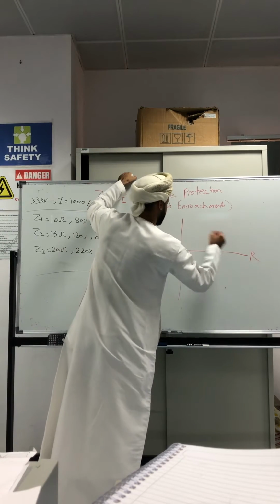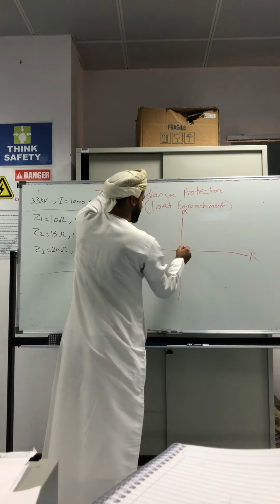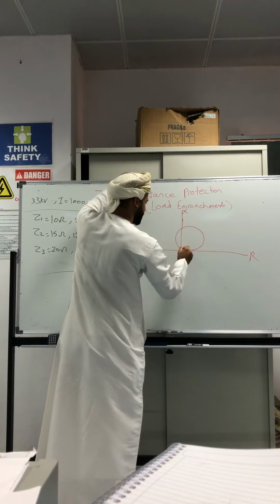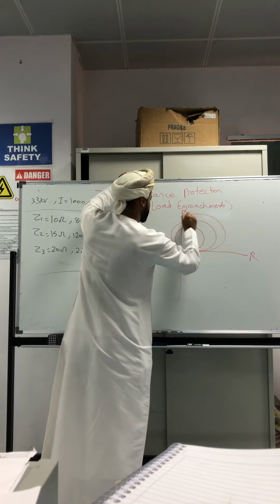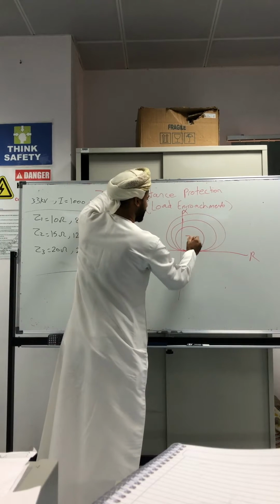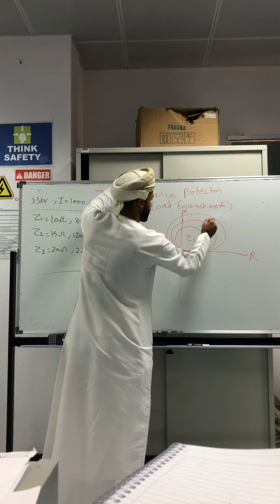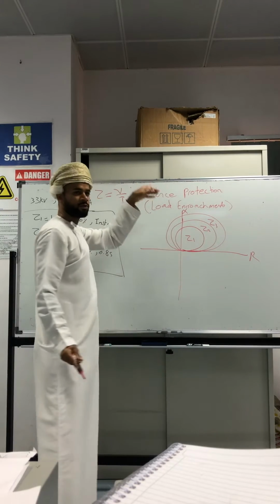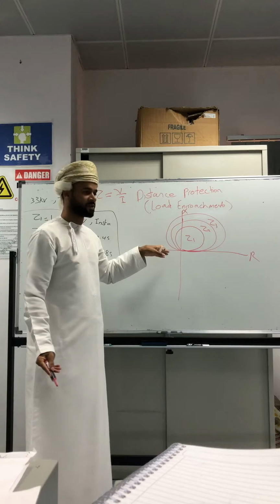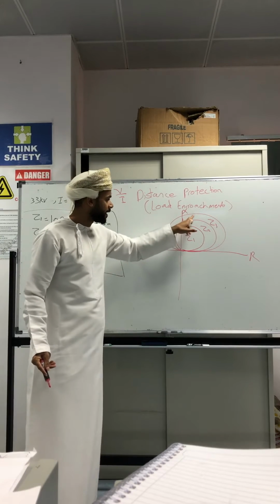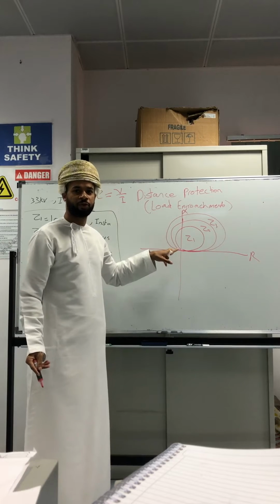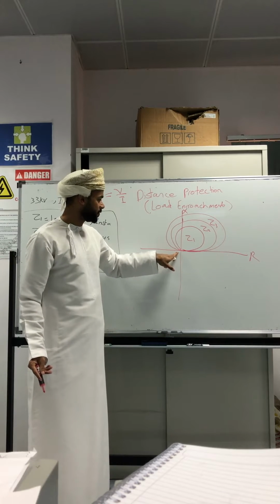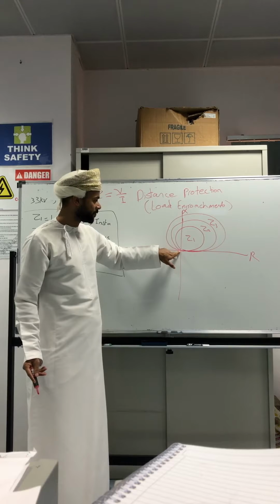This is R, here will be X. Now assume this is zone 1, this is zone 2, and this is zone 3. As we know, this is the Mho characteristic. Sometimes zone 3 we will make as an offset Mho characteristic. As you see, the Mho characteristic protects from the zero.